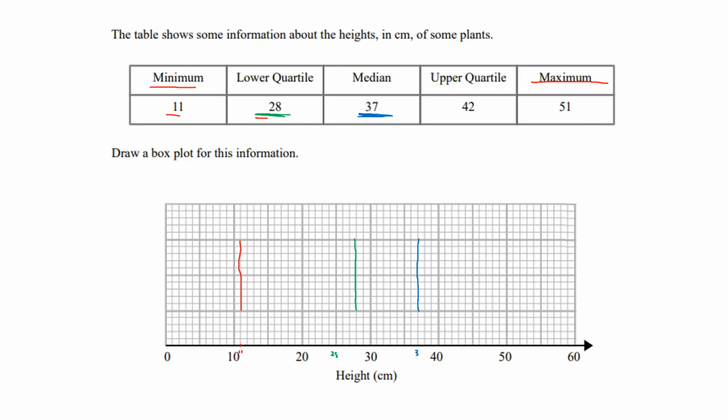We'll say that's 37. The upper quartile, 42. So let's plot 42 here, okay? And then finally, we have the maximum number on this piece of data, which is 51. So let's put 51 here.